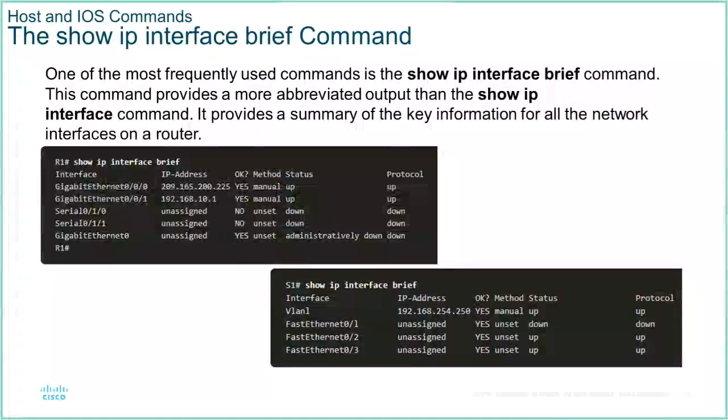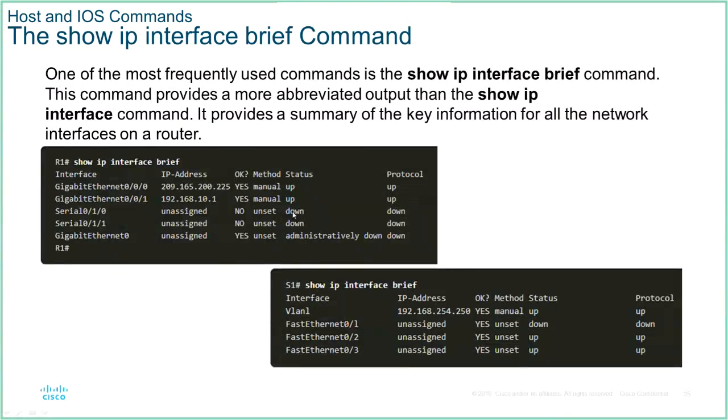Show IP interface brief will tell us what interfaces we have that are configured, at status basically. So, summary status. Here are the interface names, whether they've got an IP address assigned to them, whether everything's working for them, the method of configuration, manually or automatic or not set, and the status, whether it's up or down, and that is the layer 1 status.